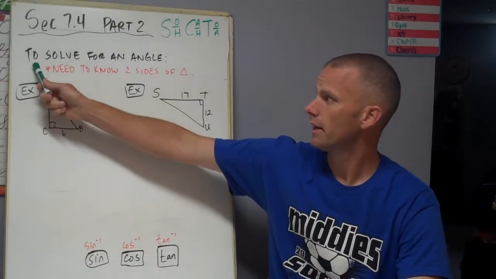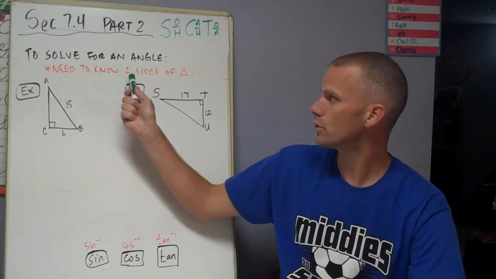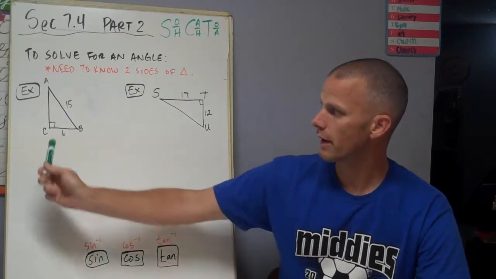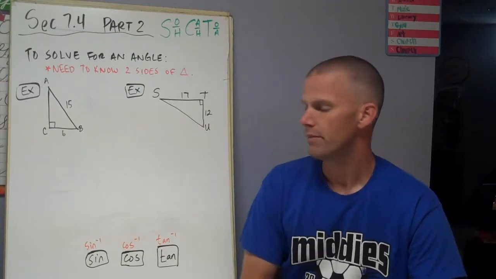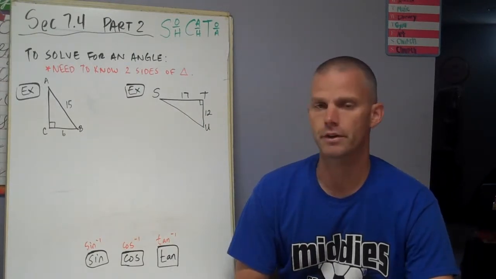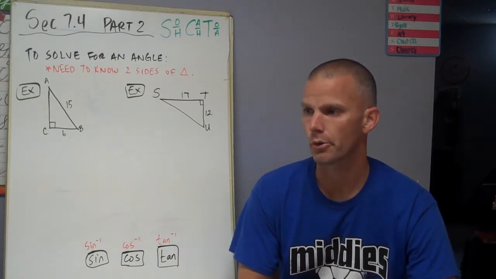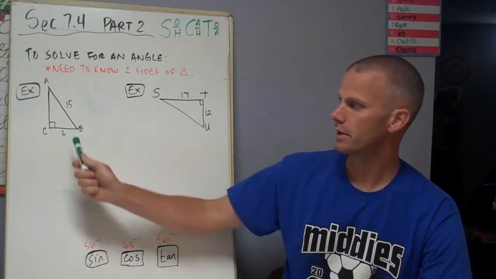First, we're going to look at how to solve for an angle. The key thing you need to know is that you have to know two of the sides of your right triangle. So you see we've got two examples. We know two sides here, and we know two sides here. If you want to take a second and pause the video to jot those down before we work through the solutions, do so now.